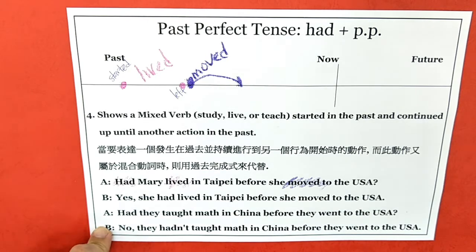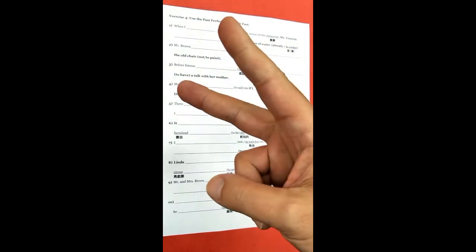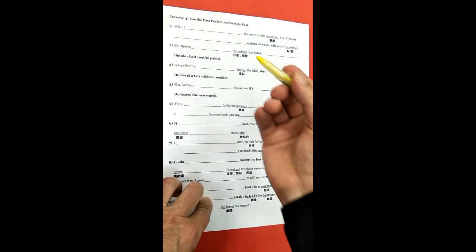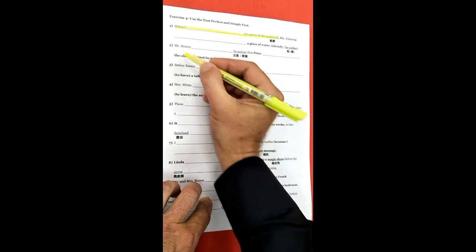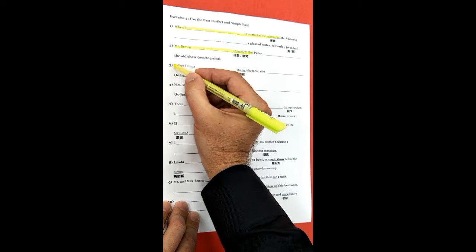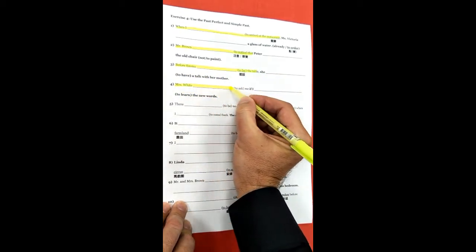All right, very good. Exercise 4. Use the past perfect and simple past. Once again, we have two actions in each sentence. Let's color the second action. All right. Number 1. When I blah blah blah to arrive at the restaurant. 2. Mr. Brown blah blah blah to notice that. 3. Before Emma blah blah blah to lay the table. 4. Mrs. White to ask me.